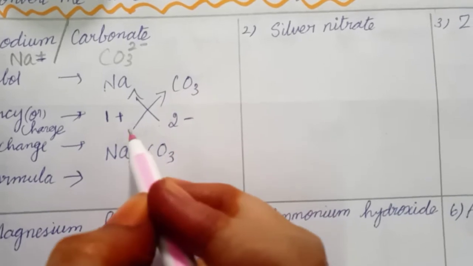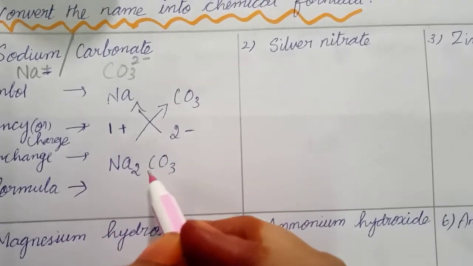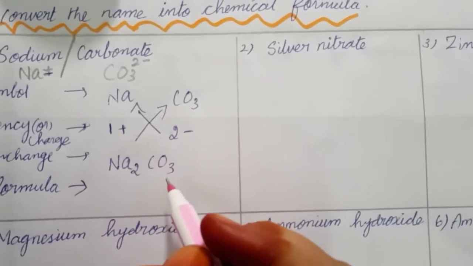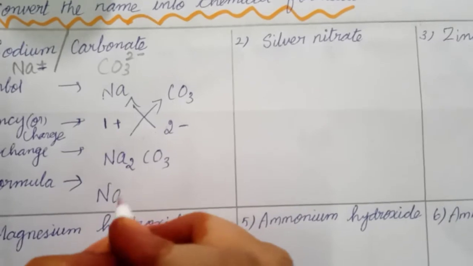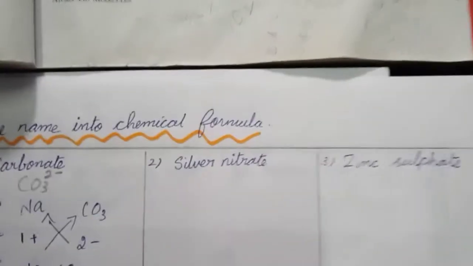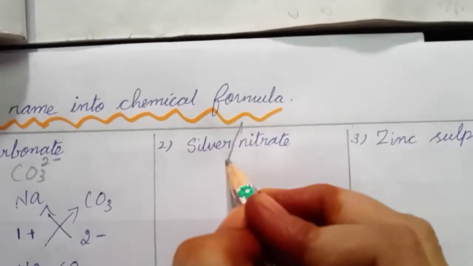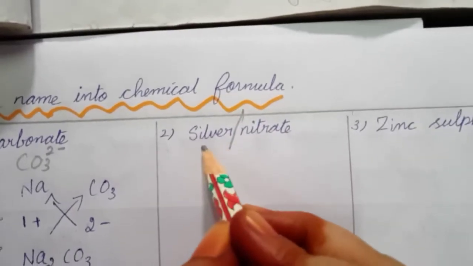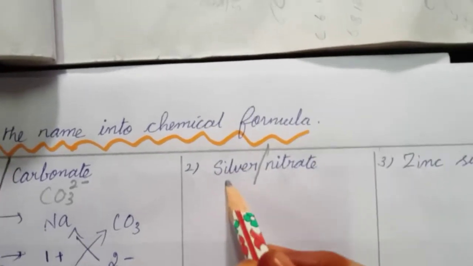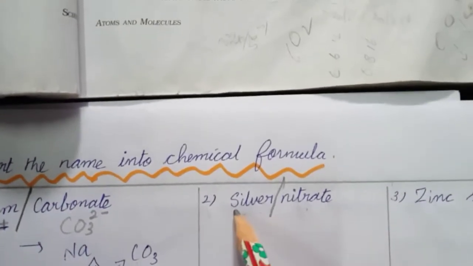CO3 is a polyatomic ion, so we always put it inside a bracket. But here only one CO3 is there, so we need not put it inside the bracket. Now the formula is Na2CO3. Like that, silver nitrate also: split silver nitrate into two. The positive ion should be first and the negative ion second.